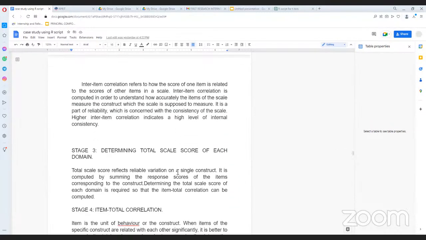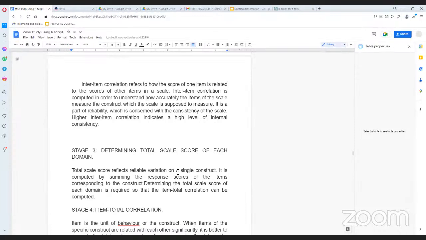Inter-item correlation refers to how the score of one item is related to the score of other items in a scale. Inter-item correlation is computed in order to understand how accurately the items of the scale measure the construct which the scale is supposed to measure. It is a part of reliability, which is concerned with the consistency of scale. Higher inter-item correlation indicates a high level of internal consistency.